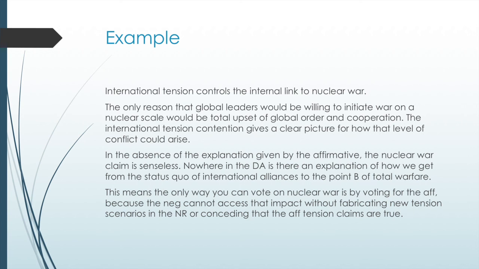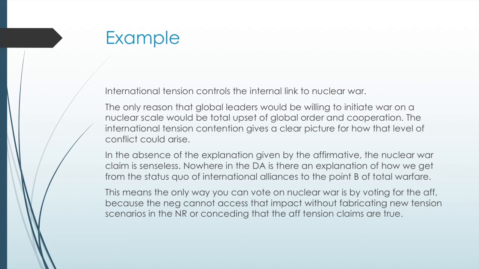The only reason that global leaders would be willing to initiate war on a nuclear scale would be a total upset of global order and cooperation. The international tension contention gives a clear picture of how that level of conflict would rise. So I'm making it clear that the only way that we could get to point B is by passing through point A. The only way that we can consider nuclear war is if we have an international tension impact, and you get that from my contention.